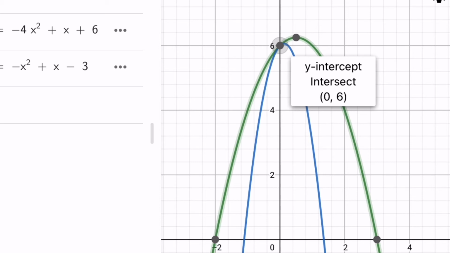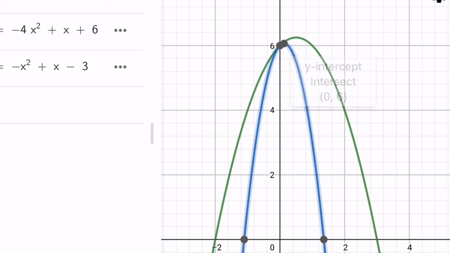Okay, and then the y-intercept is (0, 6), and the x-intercepts are -1.1061 and 1.35610. These are the roots. The roots are in decimals. So you can see the blue curve is when the coefficient of x squared becomes -4, whereby the parabolic graph becomes narrower, right? Okay, so this is the change of a.